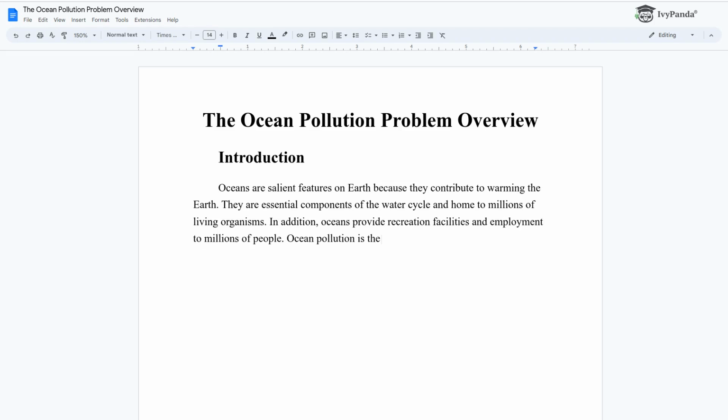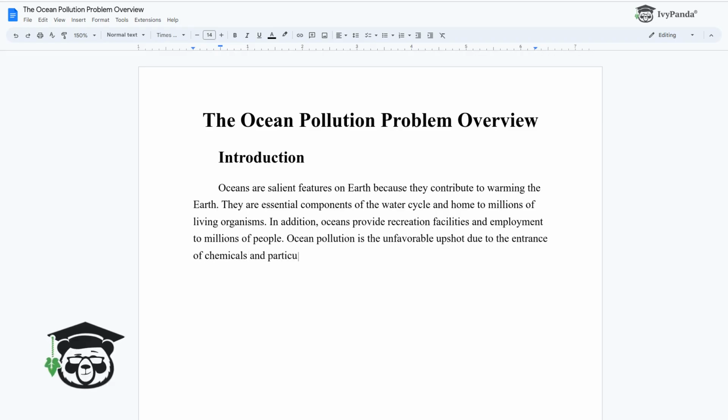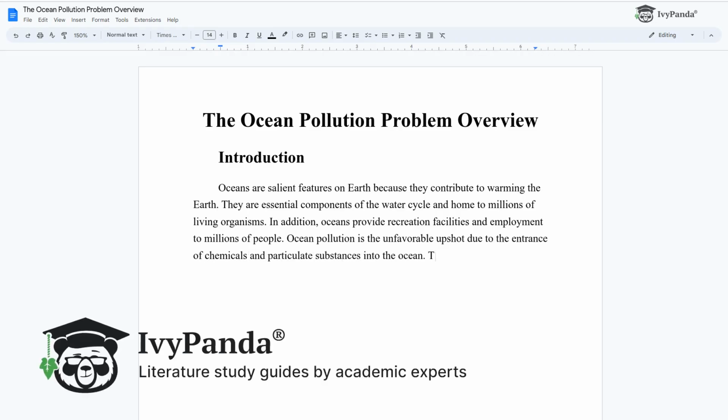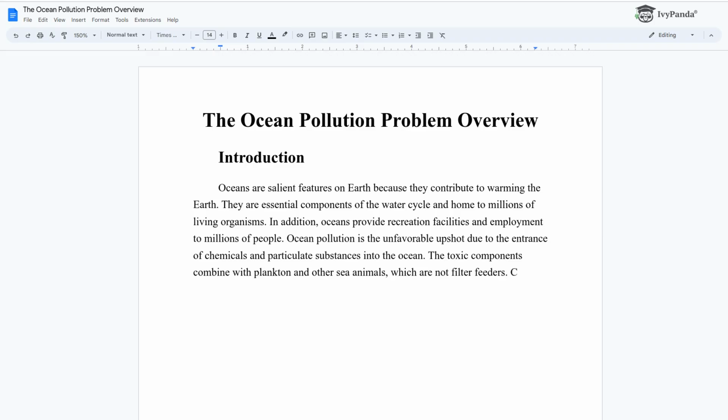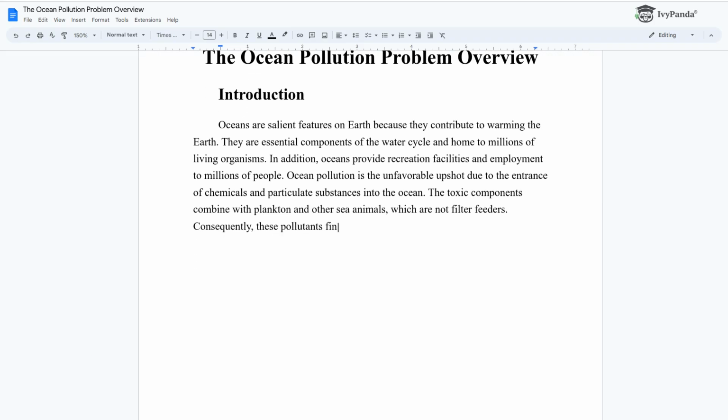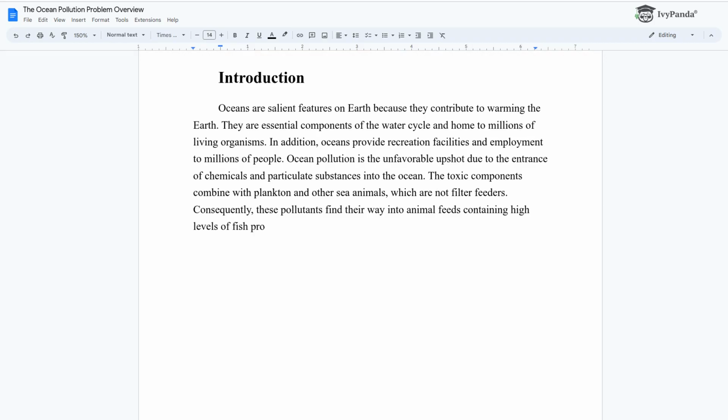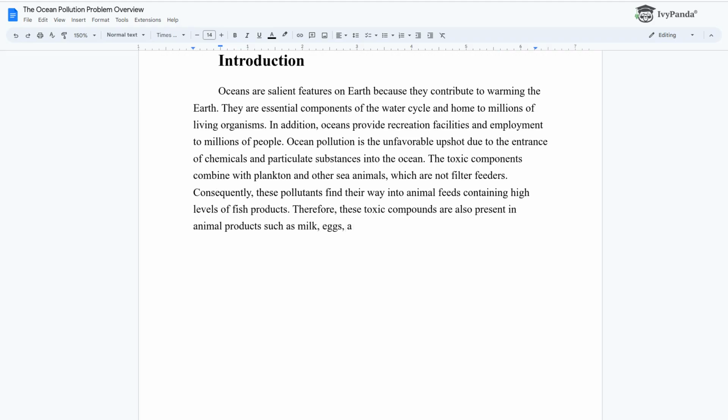Ocean pollution is the unfavorable upshot due to the entrance of chemicals and particulate substances into the ocean. The toxic components combine with plankton and other sea animals, which are not filter feeders. Consequently, these pollutants find their way into animal feeds containing high levels of fish products. Therefore, these toxic compounds are also present in animal products such as milk, eggs, and meat from animals consuming contaminated feeds.